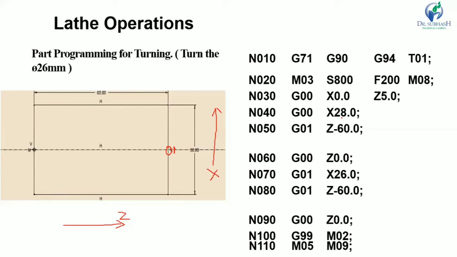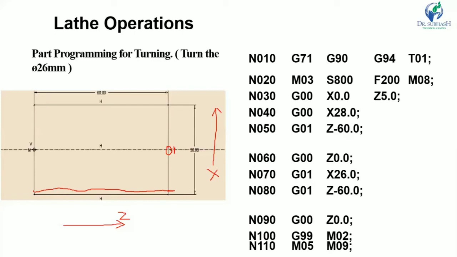X28 means we take a depth of cut equal to 1 mm. From here, the actual distance is 14 mm, so we take a depth of cut of 1 mm, which makes the diameter 28. That is why the X coordinate is 28. Then linear interpolation Z minus 60, so after taking the 1 mm depth of cut, the tool will move 60 mm in this direction.